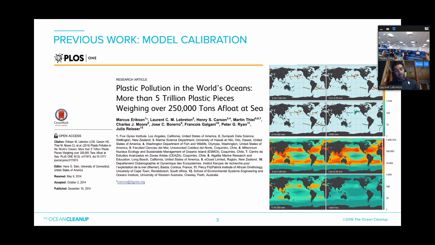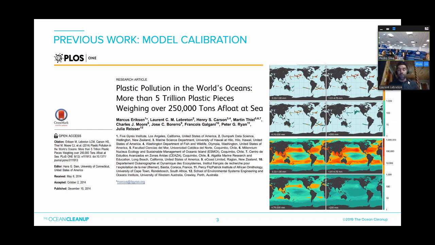In this paper, what we did is work with a bunch of international researchers that actually went at sea and collected data using manta trawls at the surface of the ocean, and tried to correlate what we find at sea with my model. That became the paper that Marcus Eriksen authored, where we gave the first estimate of how much plastic was floating at the surface of the ocean.